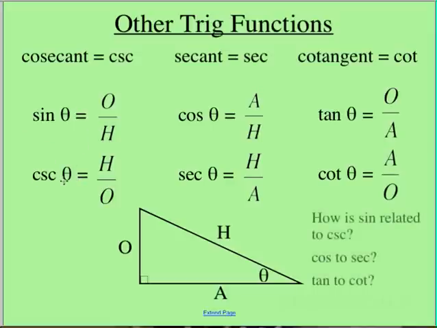How are sine and cosecant related? How are cosine and secant related? And then how are tangent and cotangent related? And so what do we call it when we flip a fraction like that? The relationship between them is that they are called reciprocals. So these are the three reciprocal functions to sine, cosine, and tangent.